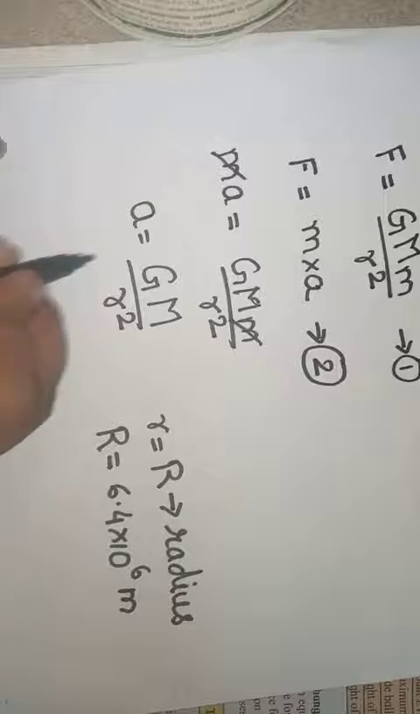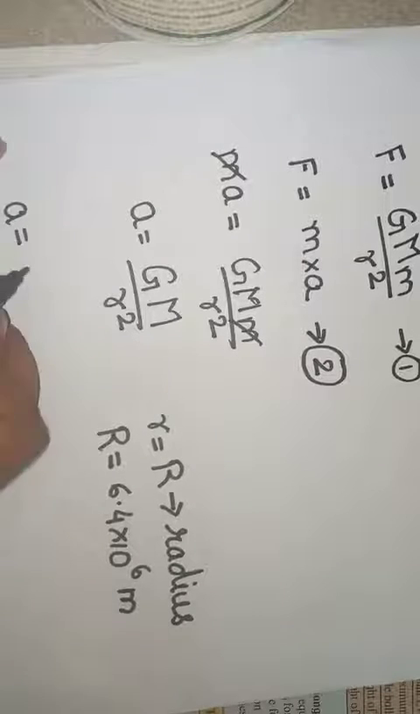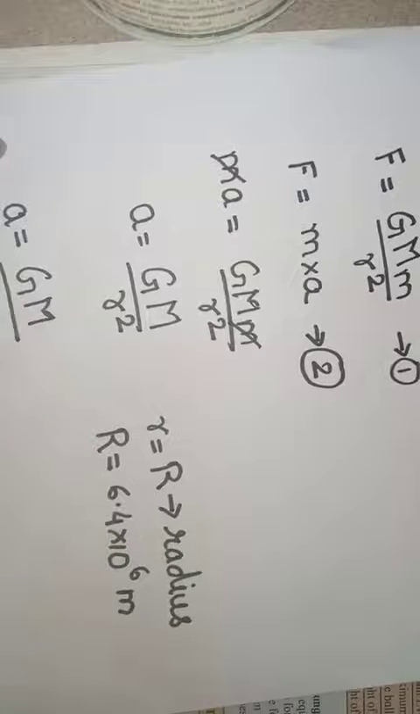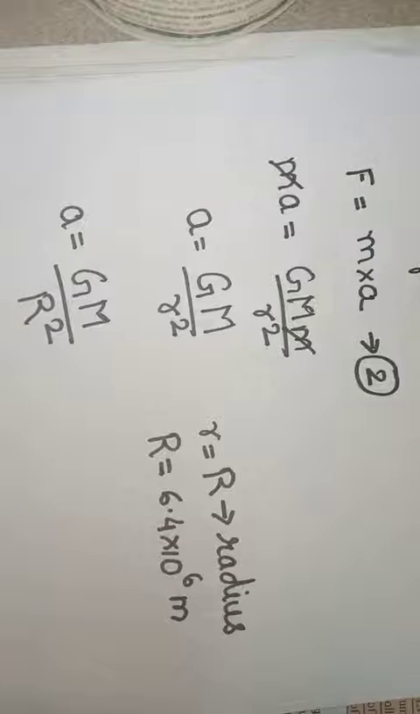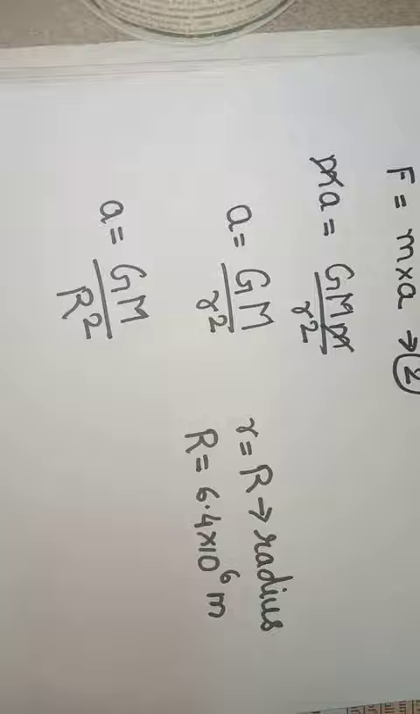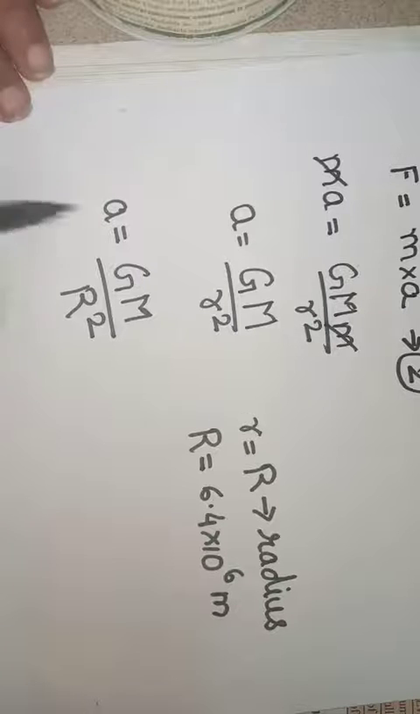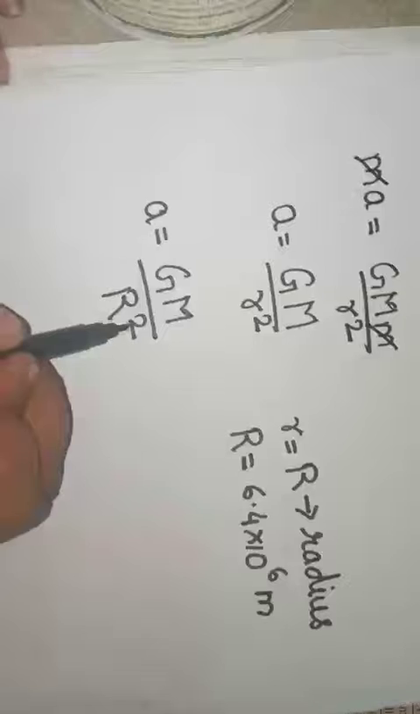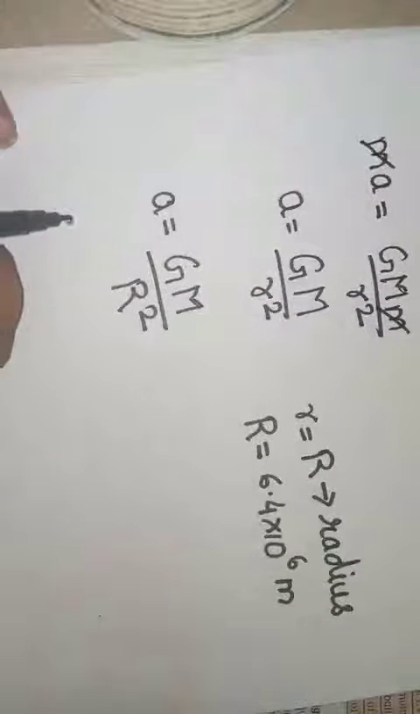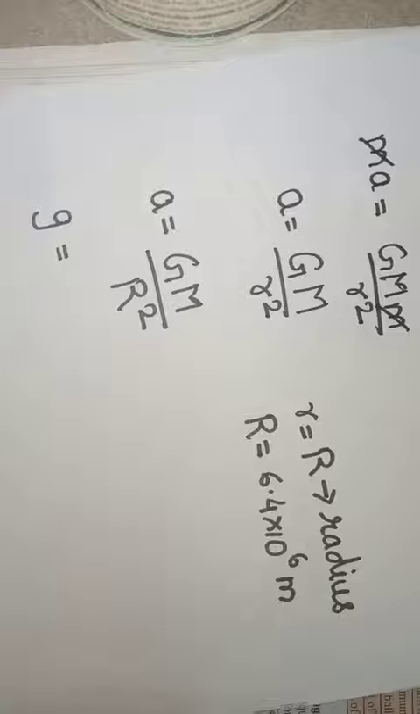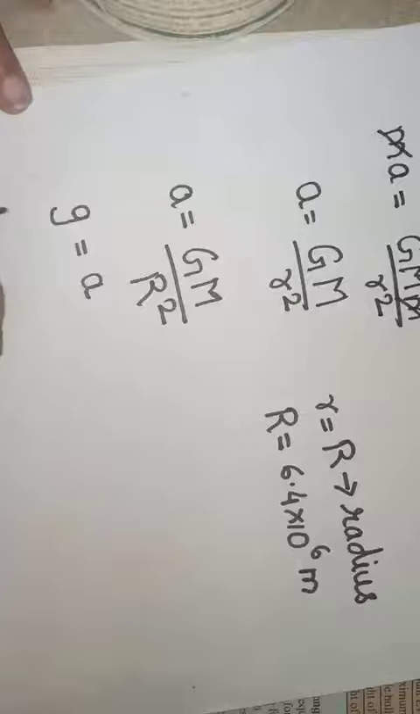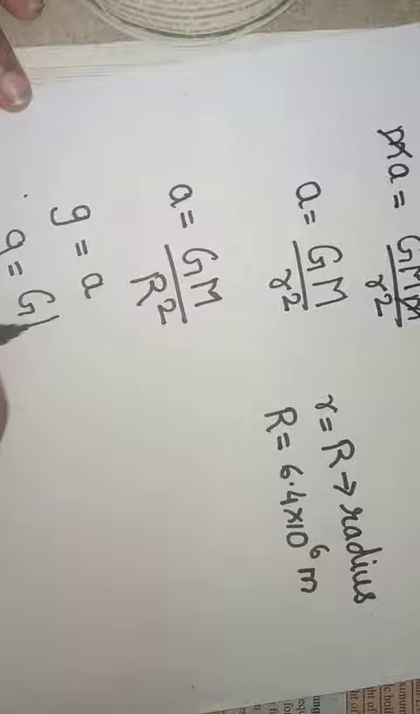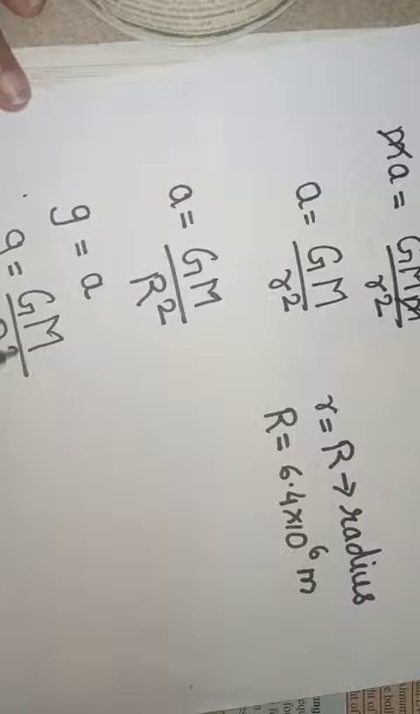So now we can rewrite this equation as a = G M / R², where R is the radius of the earth. This acceleration is created due to gravity, so we change it into small g, because small g indicates acceleration due to gravity. So a is equal to g, and therefore g = G M / R².